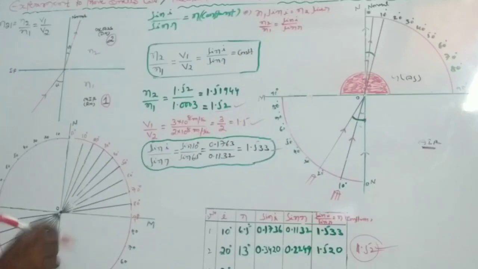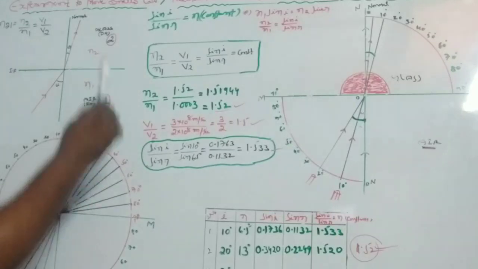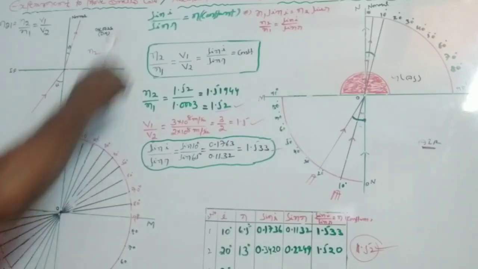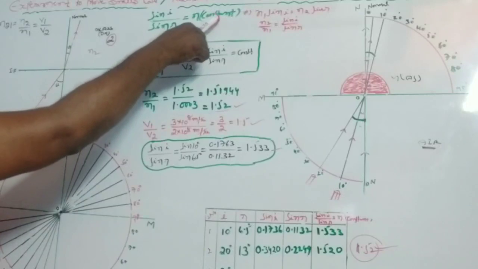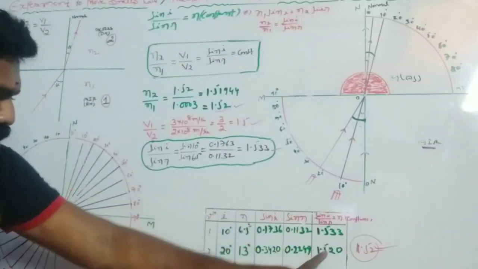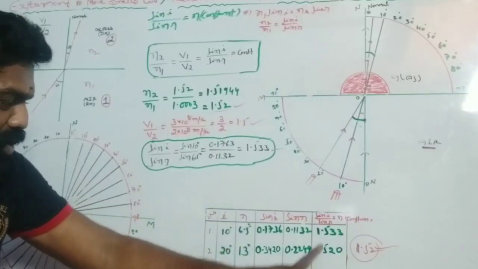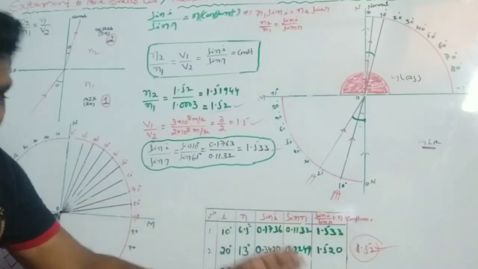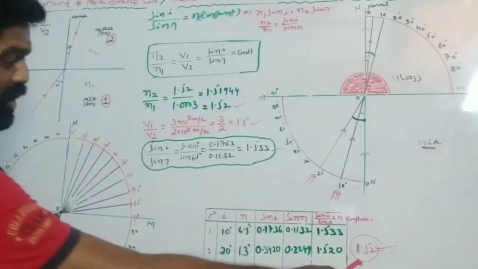Now, this is the relation between angle of incidence and angle of refraction. So Snell's law is proved. Sin I by sin R is n, and n is always constant. Here we get 1.533 and 1.520, so approximately 1.5. So the refractive index of this medium is approximately 1.5.